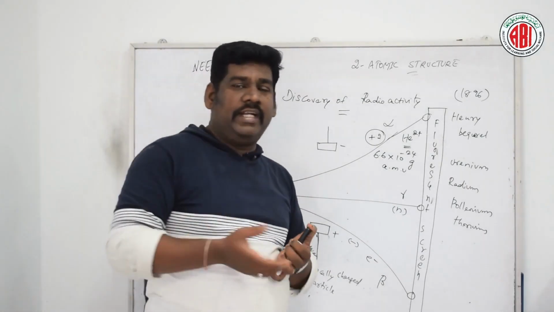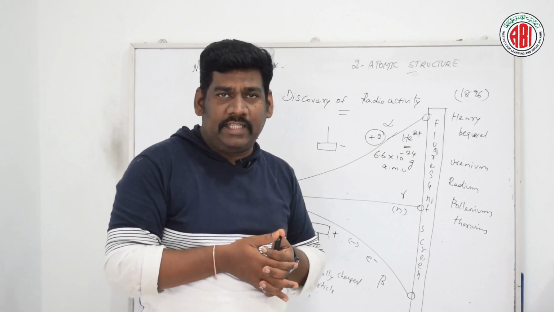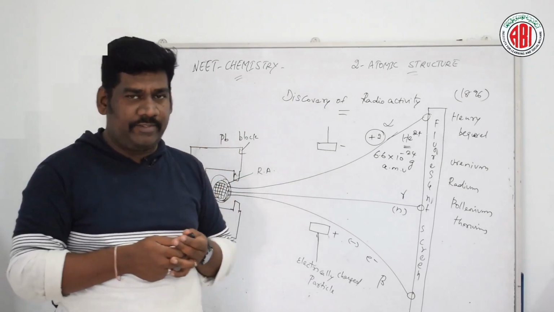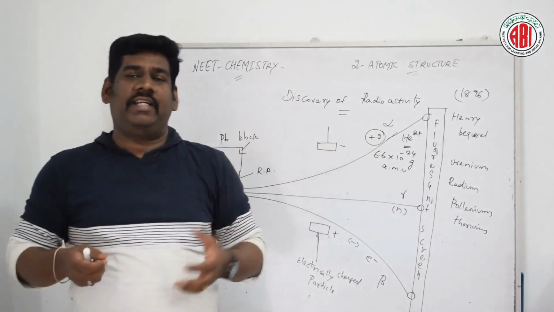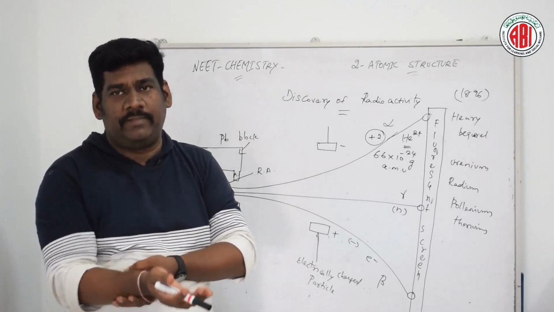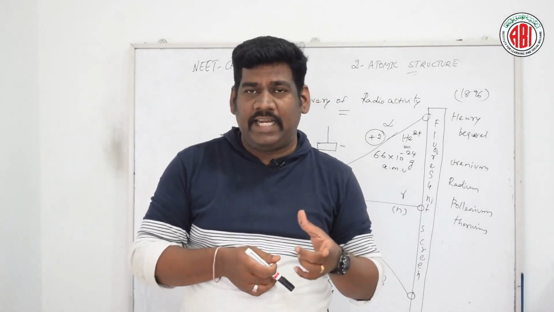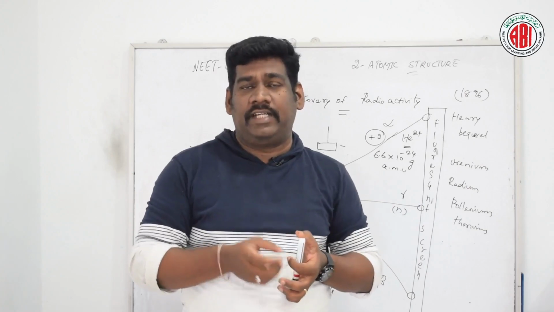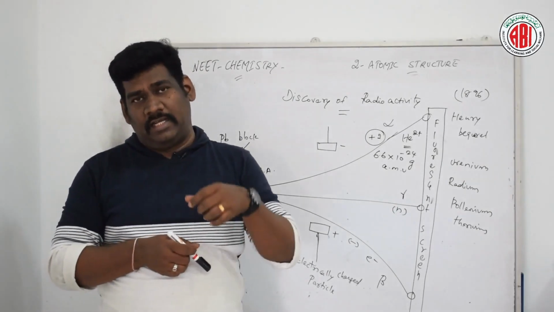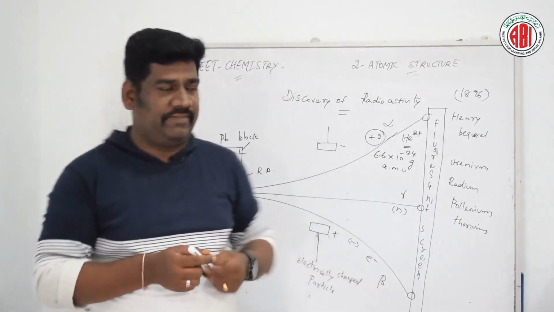Now let us discuss one more fundamental particle present in the atom, the subatomic particle called neutron. So, the discovery of neutron. After the discovery of the other fundamental particles like electron and proton, there was a need for an electrically neutral particle as one of the constituents of an atom. These neutral particles are called neutrons, and they were discovered by James Chadwick.